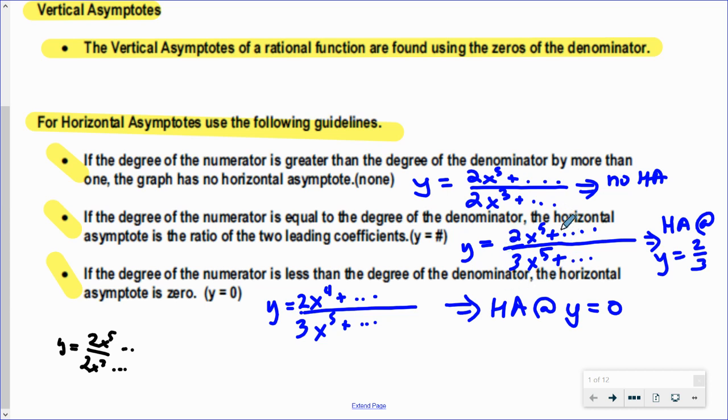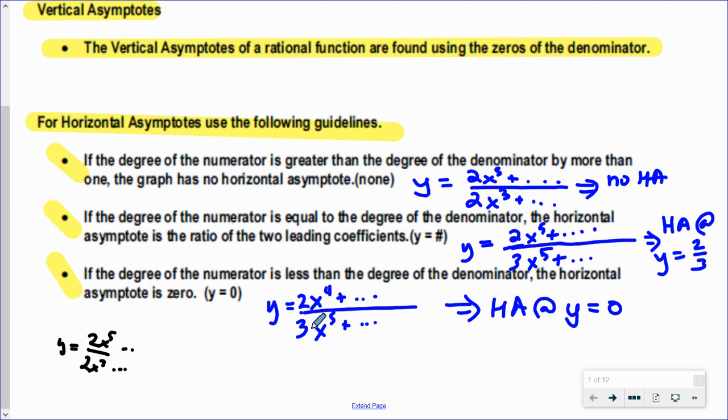But when the degrees are the same, these are growing at relatively the same rate. If x is 100, this is 2 times 100 to the 5 over 3 times 100 to the exponent 5. If it's 1,000, they're growing faster than the previous example, but at an equal rate. So it always has this relationship of 2 compared to 3.